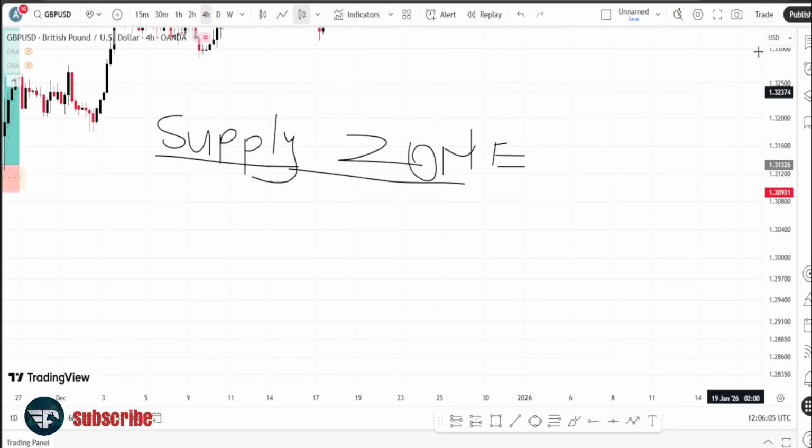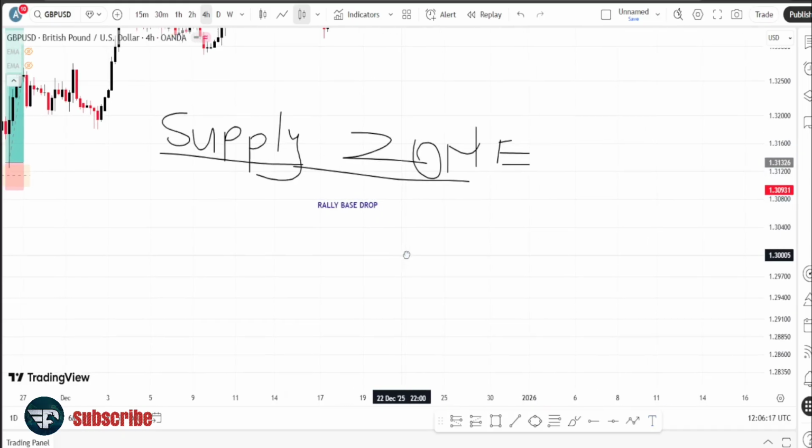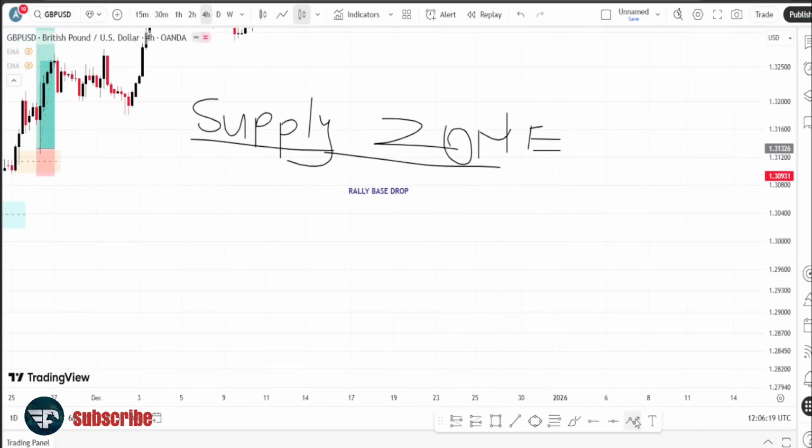The first one is rally base drop. So let me write it here: rally base drop. Let me make it big. When you talk about rally base drop, this is how to spot them on the chart.